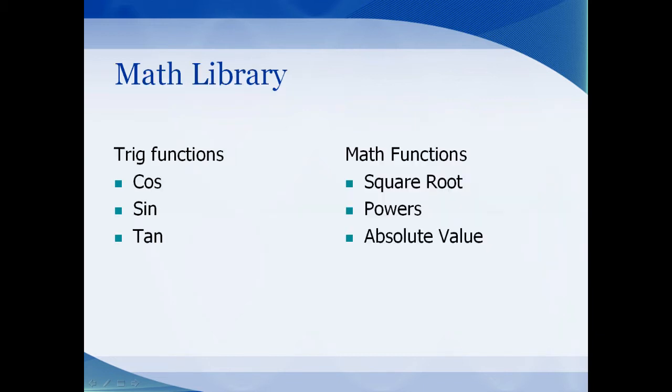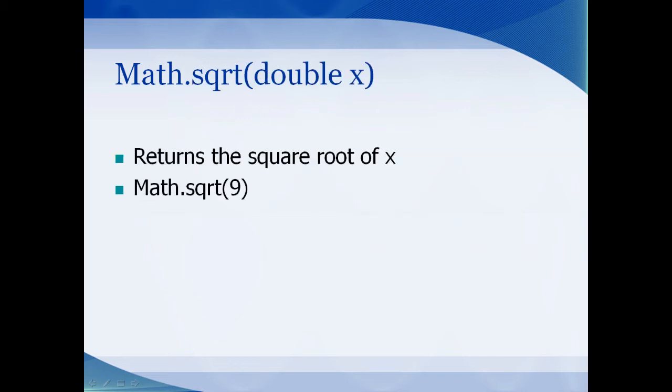Now the math library has trig functions such as cosine, sine, tan. There are many more, but we're not going to concentrate on those right now. There are some math functions for square roots and powers, and those can be a little tricky. So those are the 2 that I want to discuss with you guys. Math.sqrt gives us the square root of whatever value is in the parentheses. In this case, the square root of 9 should be 3.